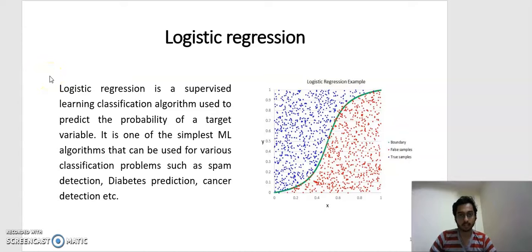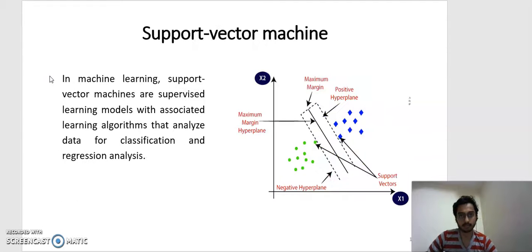Logistic regression is a supervised learning classification algorithm. It is one of the simplest machine learning algorithms. It is used in many applications such as spam detection, diabetes prediction, cancer detection, etc. Then support vector machine. It is a supervised learning model. This learning algorithm analyzes data for classification and regression analysis.